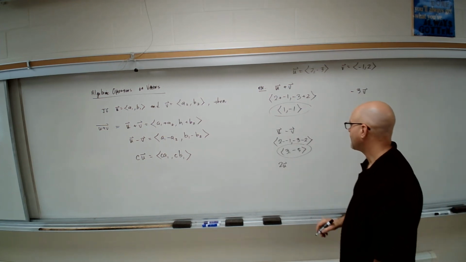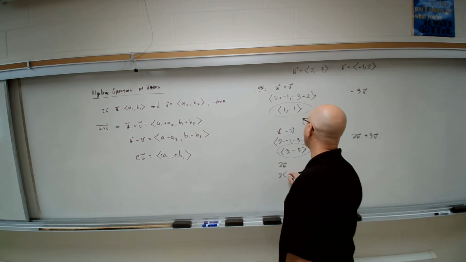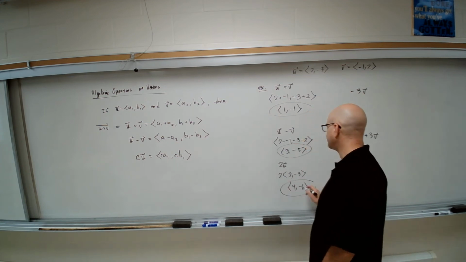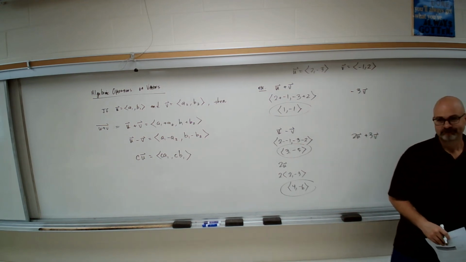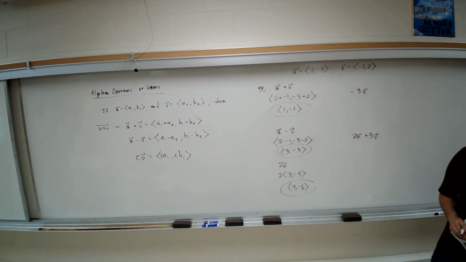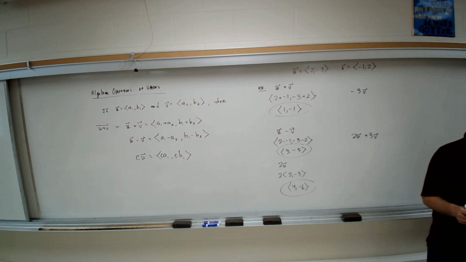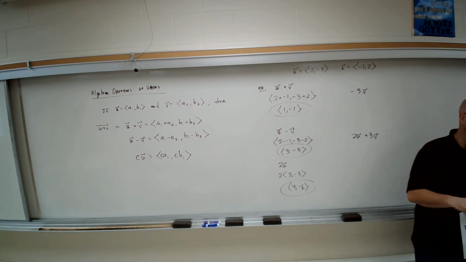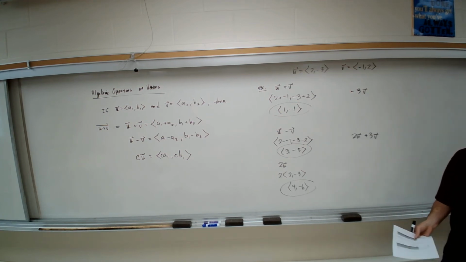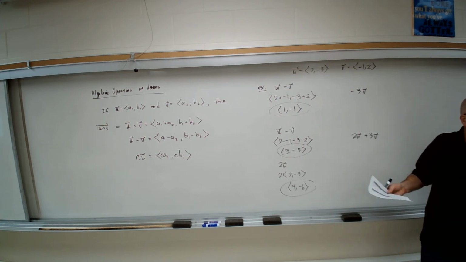Next up, 2 times the vector. So 2 times the vector 2, -3 will give us the vector 4, -6. Again, I just took each component and multiplied by 2. I know it feels like distributing, but it's really not distributing. It's really vector multiplication by a scalar, just a property.